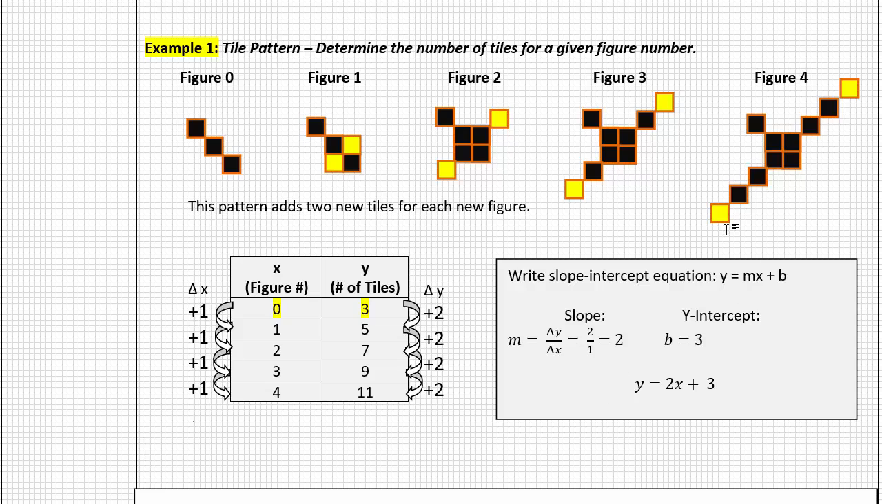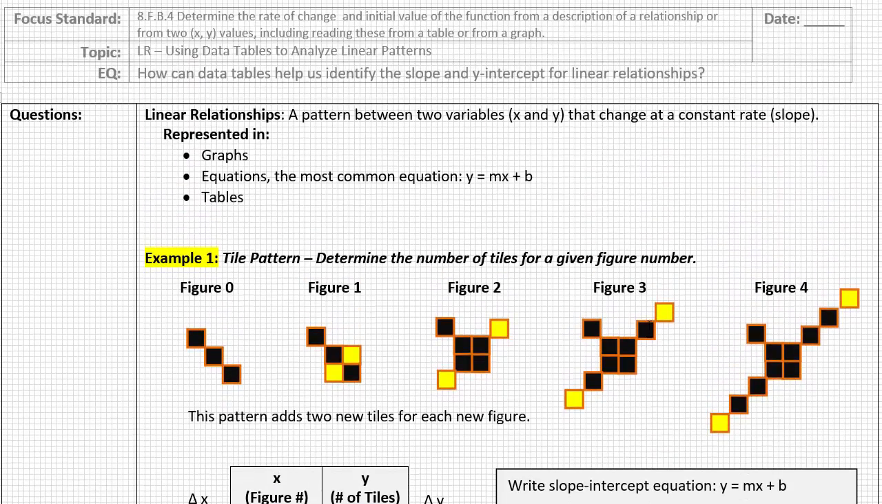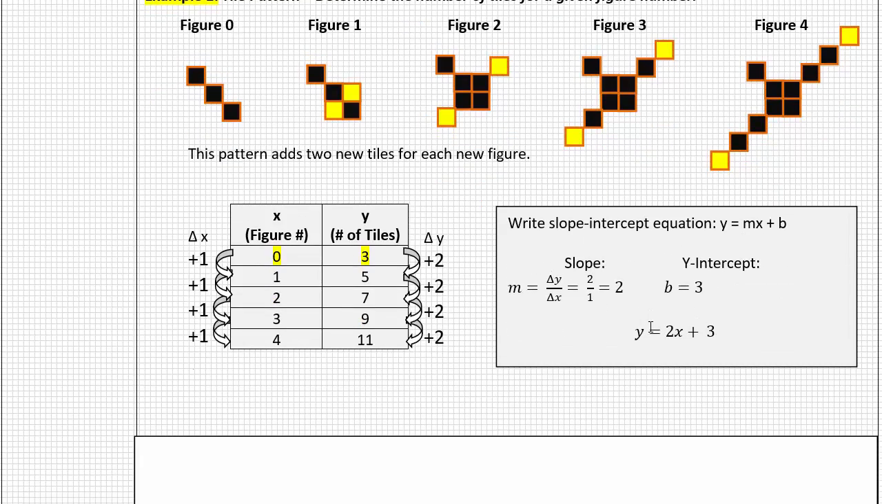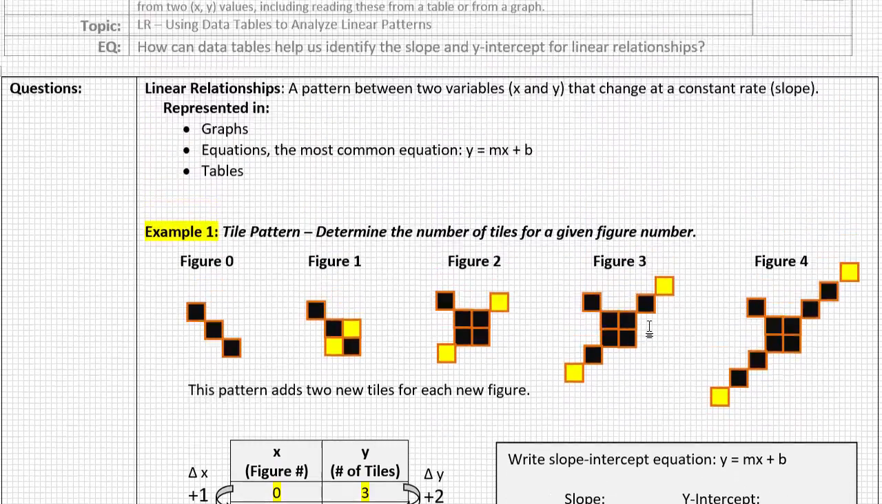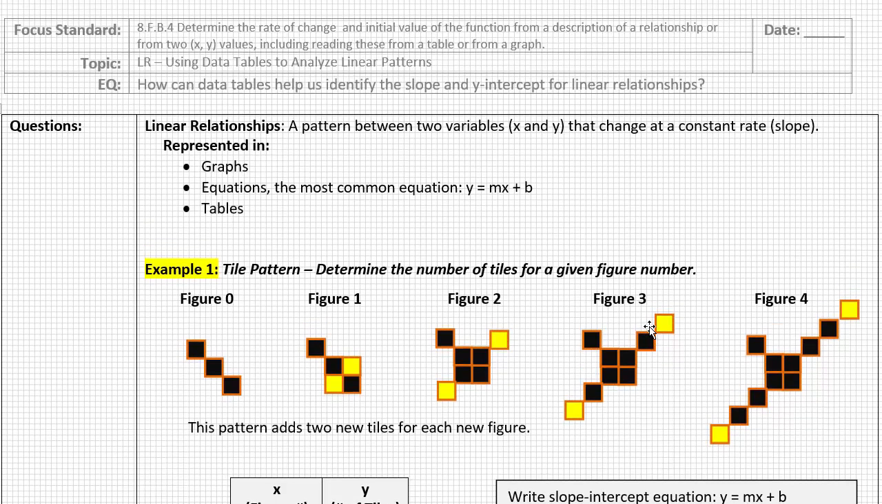So make sure that you have this all copied into your notes, make sure that you have that complete, go ahead and fill out the summary, and we will continue to look at how data tables can help us analyze linear relationships so that we can represent them in any of these three forms, depending on which is the most helpful for the given situation.